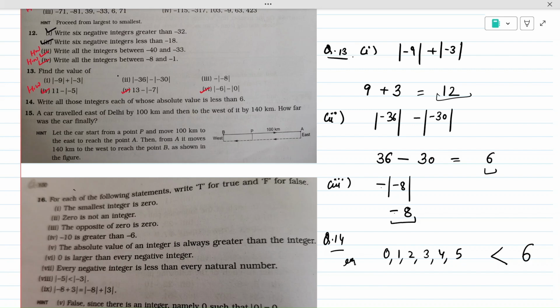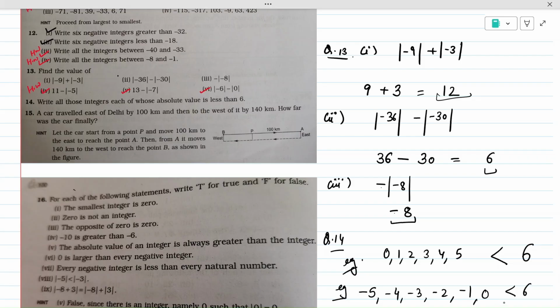This is example 1 of this answer. Also, we can take other numbers which are less than 6, and those numbers are minus 5, minus 4, minus 3, minus 2, minus 1. So if we take 1, 2, 3, 4, 5, and 0, when we take the absolute value of these numbers, they will become positive numbers like this, right?